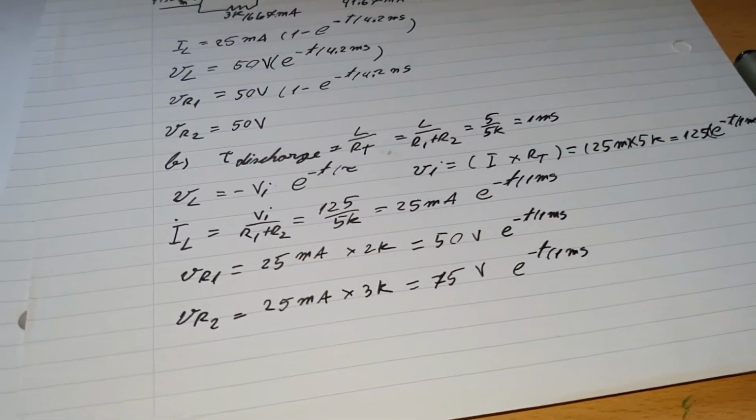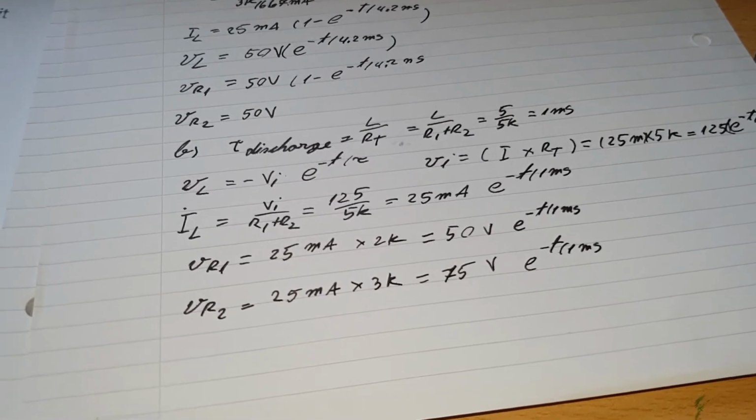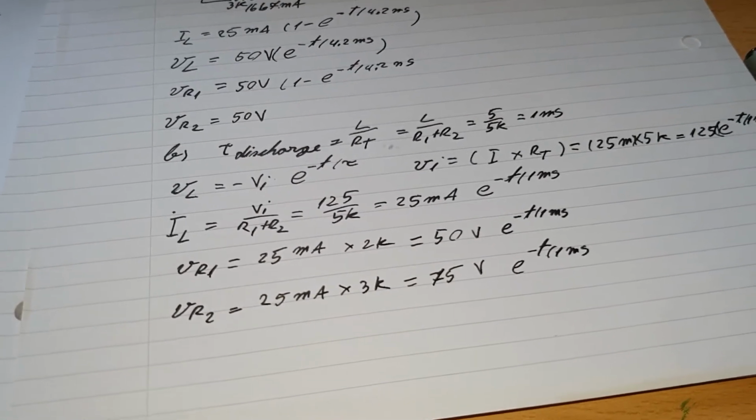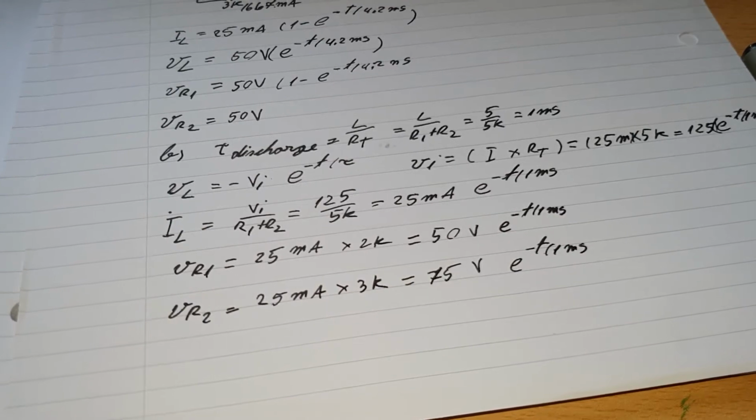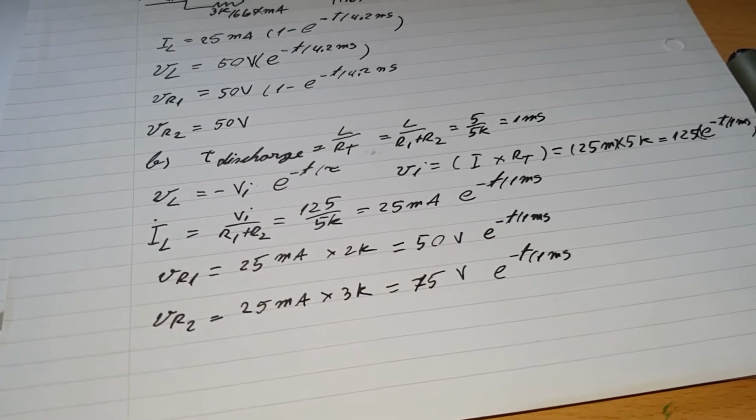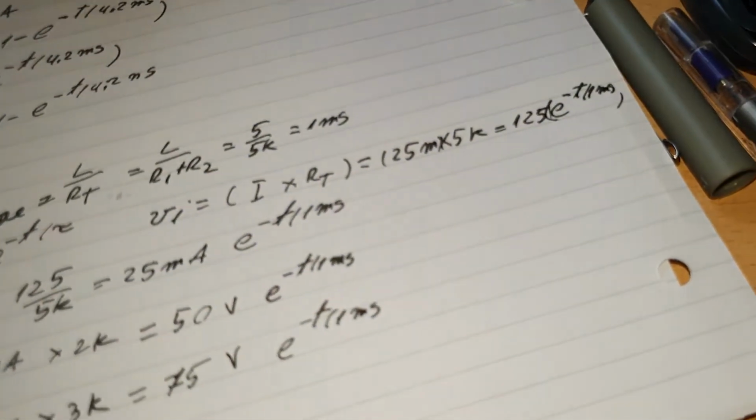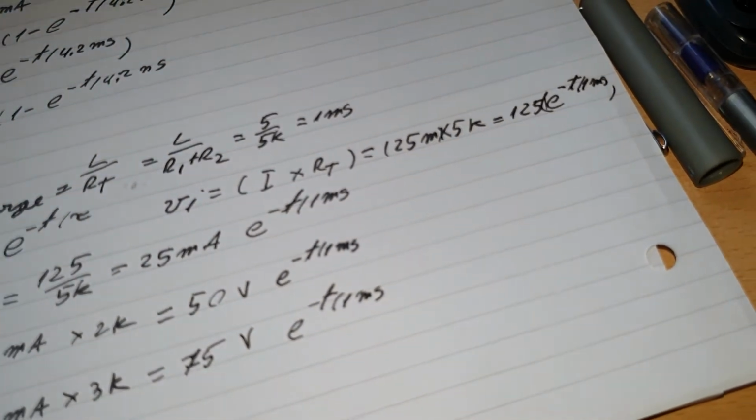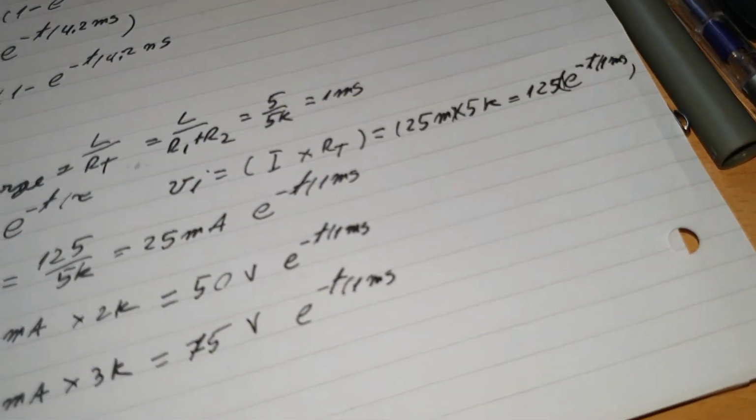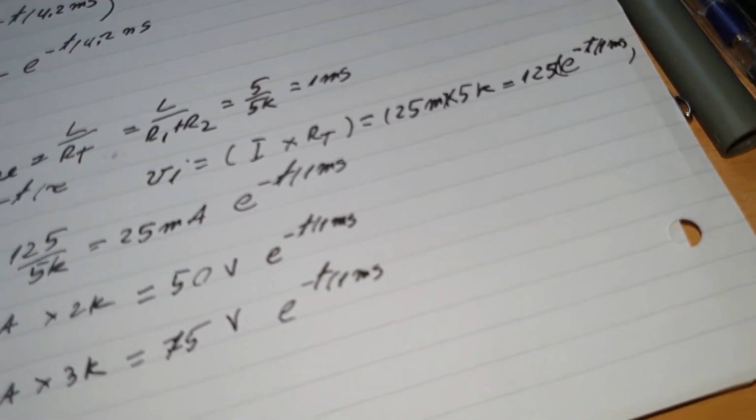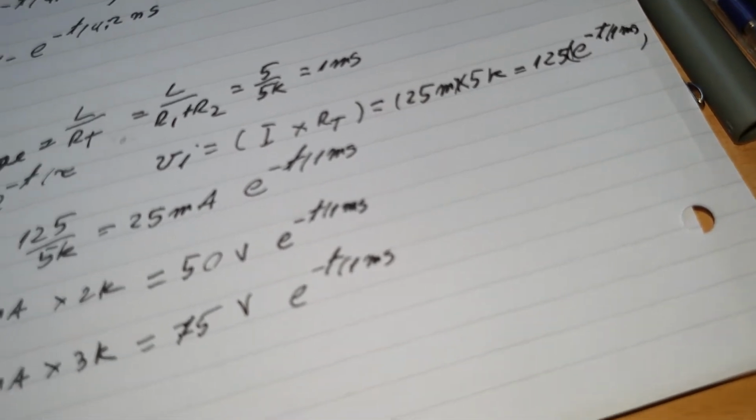Then it was easy to determine VR1 and VR2, since when they are added together, multiplied by the current, it should give you the same voltage. All of them just prove each other.